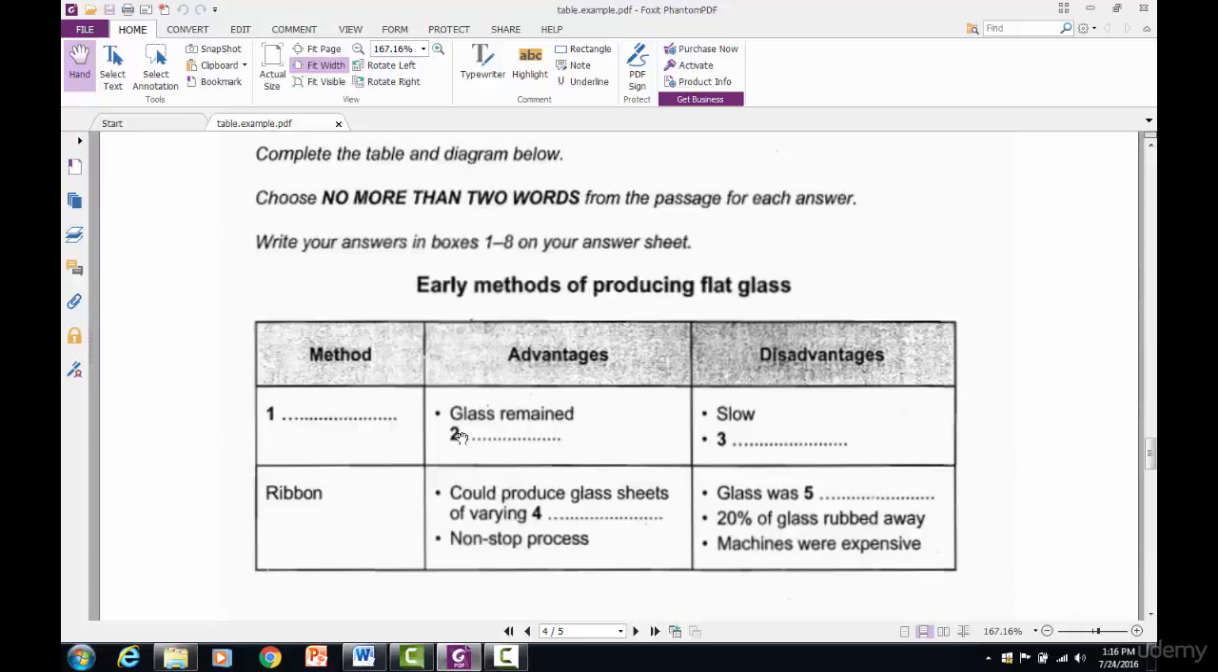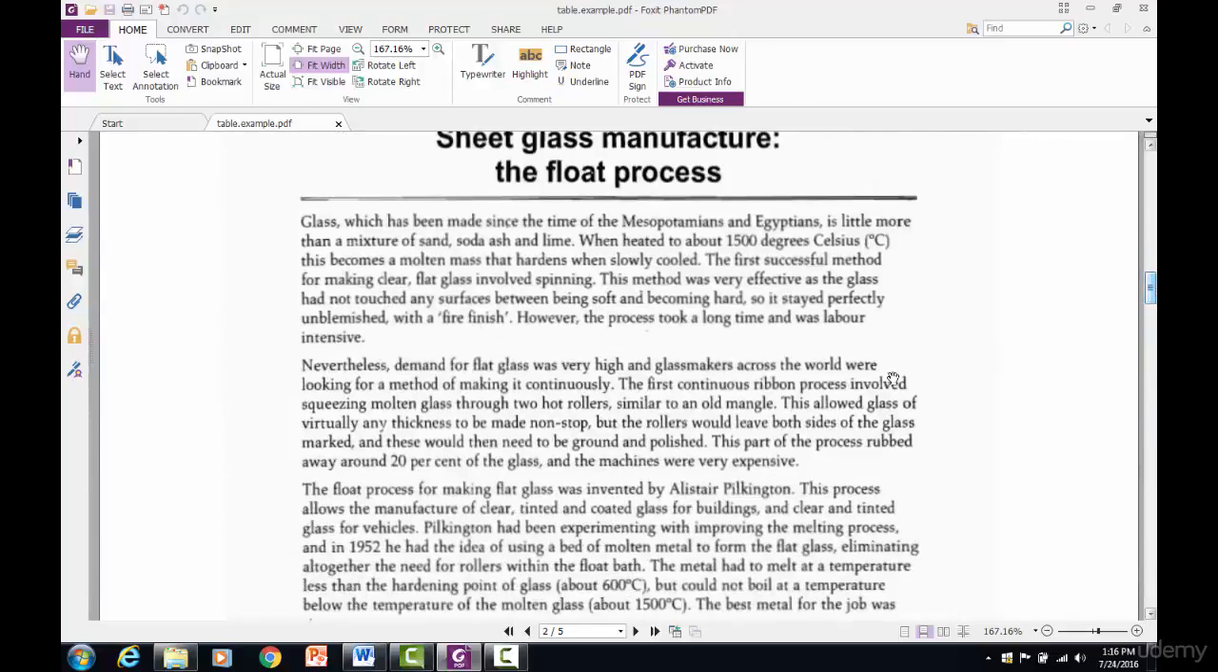You see. Remember, I told you with fill the blank questions, pay attention to the word before the blank line. When we're looking for number 2, we're looking for a word that means the same as remained. Because if we could find the word that means the same as remained, we'll know what the answer is for number 2. So right here in the paragraph, we see the word stayed. Right? Stayed is a synonym for remained. Right? So stayed, perfectly unblemished. Remained, perfectly unblemished. So our answer is unblemished.